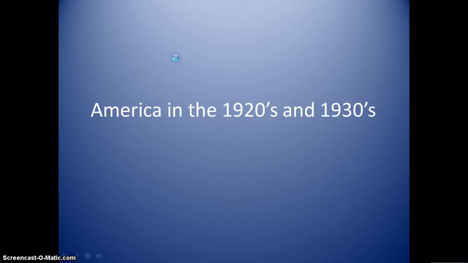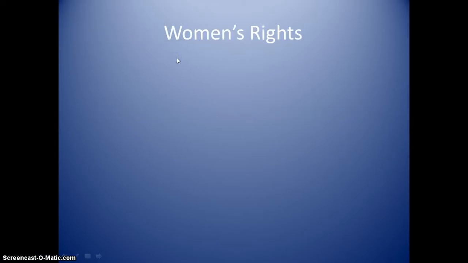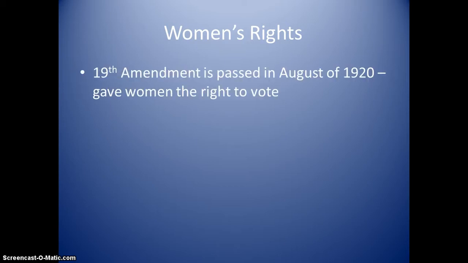Okay, so first thing we're going to look at is women's rights. Now, most of us read a story in E-Period about Susan B. Anthony and her struggle for women's suffrage. Now, that was about 50 years before women actually were granted the right to vote. And that was in 1920 with the 19th Amendment. Okay, so the 19th Amendment is passed, and it basically gave women the right to vote.